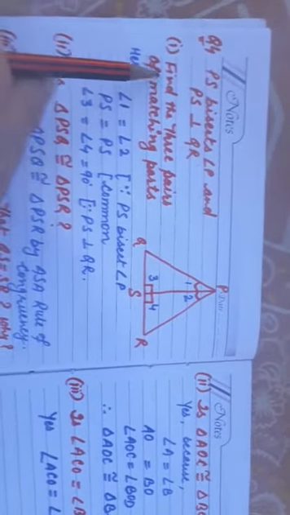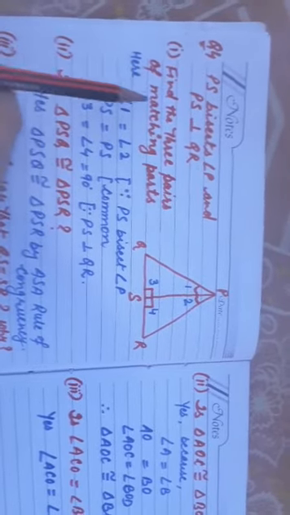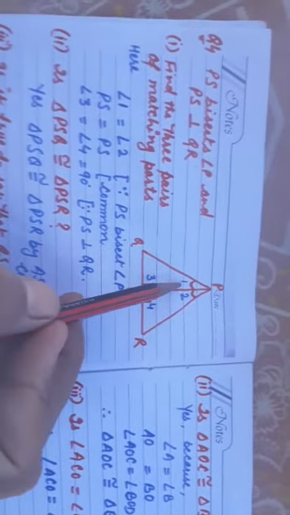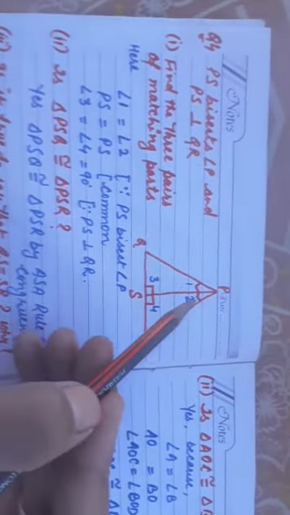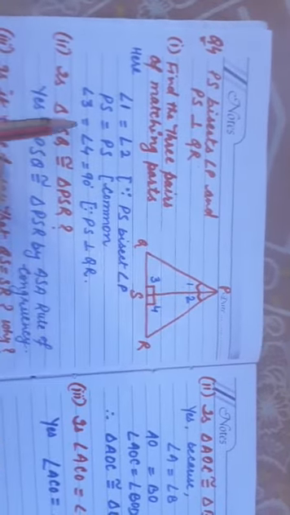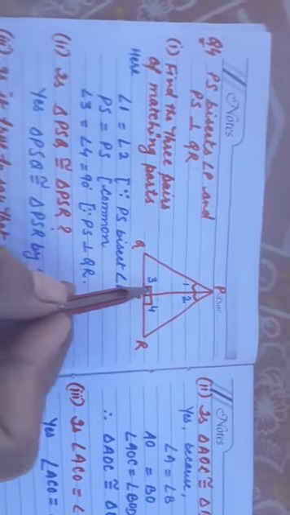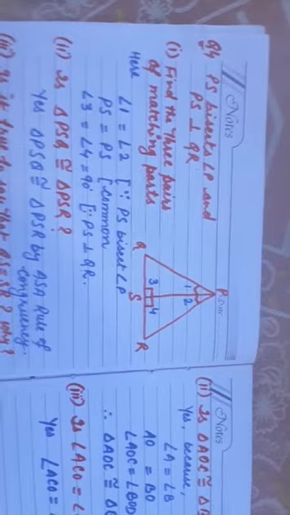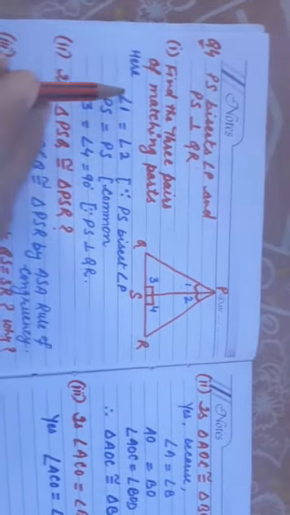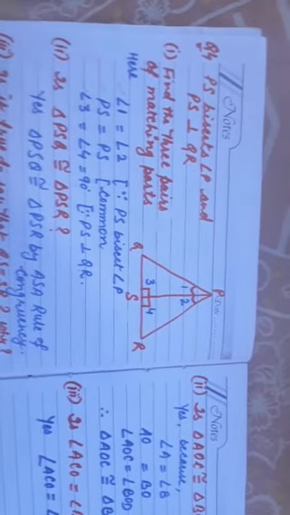The first part is to find the three pairs of matching parts. In these two triangles, what are the matching parts? Angle 1 is equal to angle 2, because PS bisects angle P. Also angle 3 and angle 4 are equal, because PS is perpendicular to QR, so both are 90 degrees, and PS is common in these two triangles. So these are the matching parts: one is an angle, second is a side, and third is also an angle.